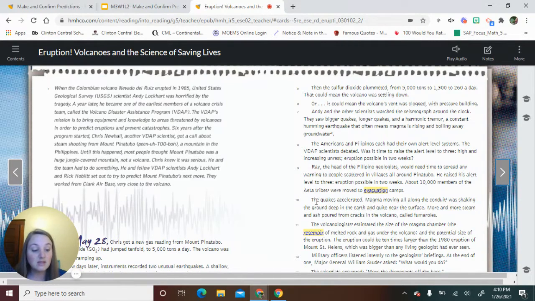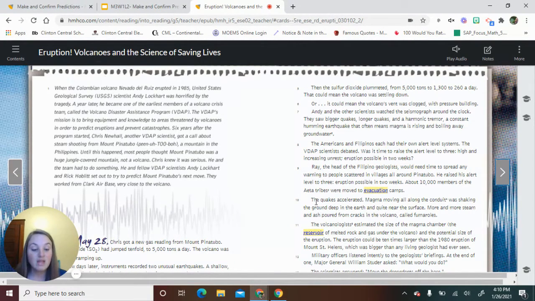About 10,000 members of the Eta tribes were moved to evacuation camps. So if I look at number 3, it says Eta tribes, tribes of people native to the island of Luzon in the Philippines.